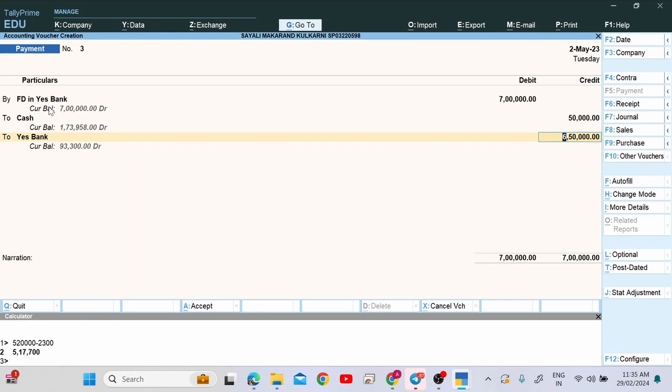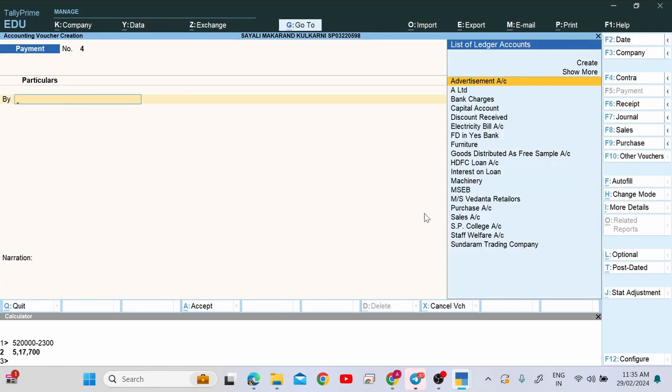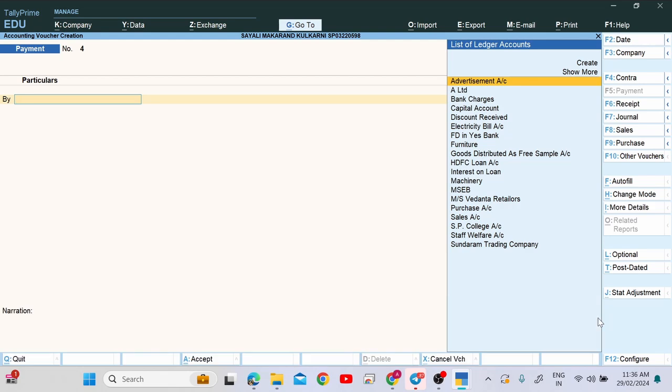Therefore now we are, I think so, on the correct track. 7 lakhs debit tallies with 7 lakhs credit. Enter, accepted. This transaction, FD transaction is over. Correct.